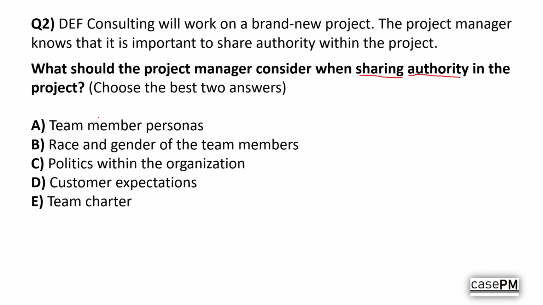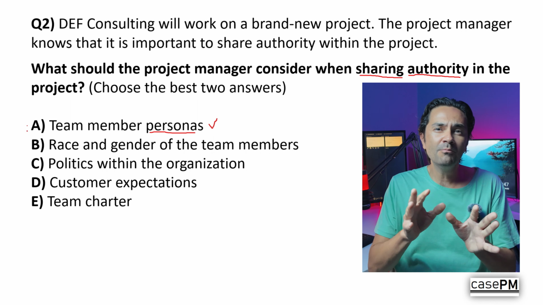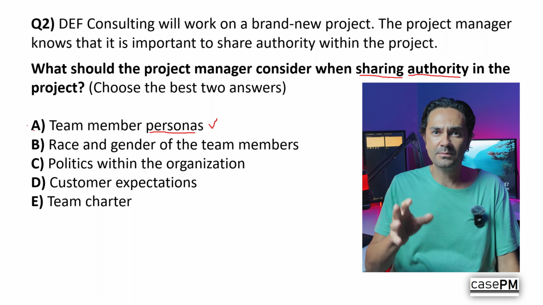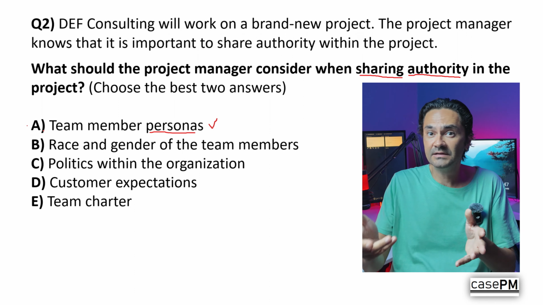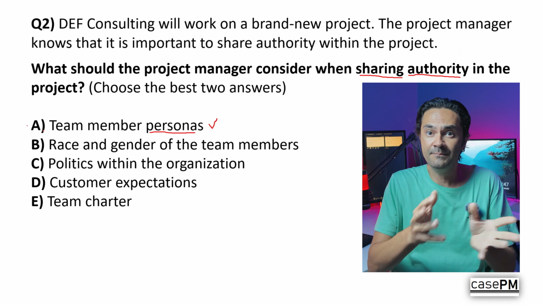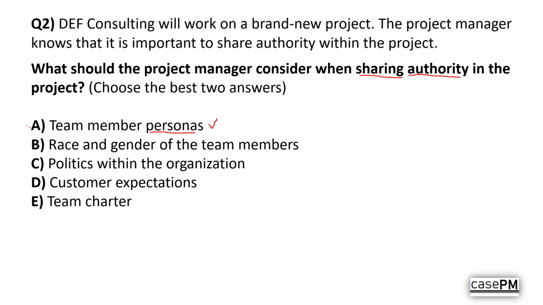Let's carefully analyze the options one by one. A. Team member personas. Yes, this is a good option. Personas may include information about the interests, motivations, experiences, and skill levels of team members. All this information is important when we decide how much authority to delegate. For example, a highly experienced and motivated team member might be trusted with more responsibility compared to someone who is just starting out. So, A makes sense.